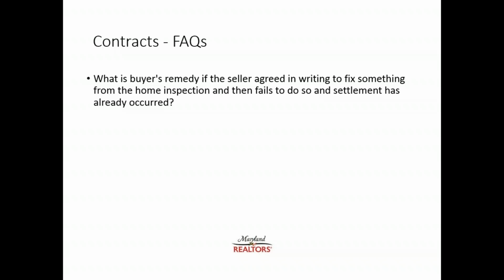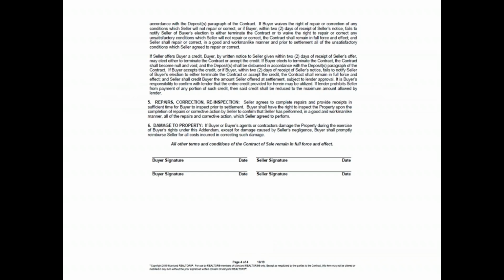Any other questions on that? Questions coming in is, does a buyer have a strict right to re-inspect any repairs prior to a walkthrough? That's coming from a few members. Well, you want to always follow the terms of the contract or the addenda. So the parties use the Maryland Realtors Property Inspections Addendum. Paragraph 5 says, seller agrees to complete repairs and provide receipts in sufficient time for buyer to inspect prior to settlement. That's the language.